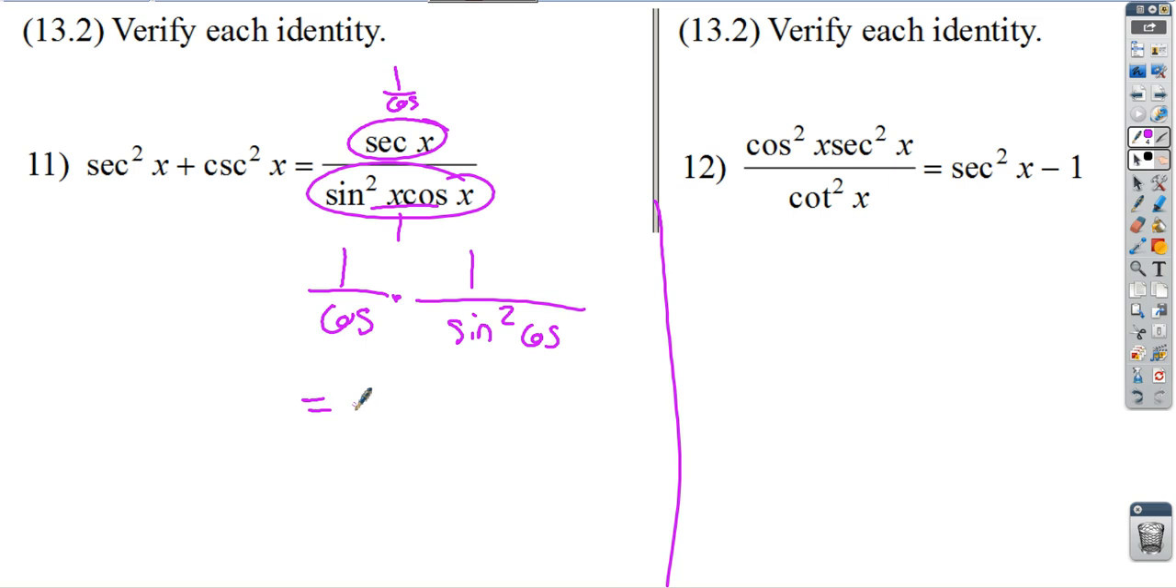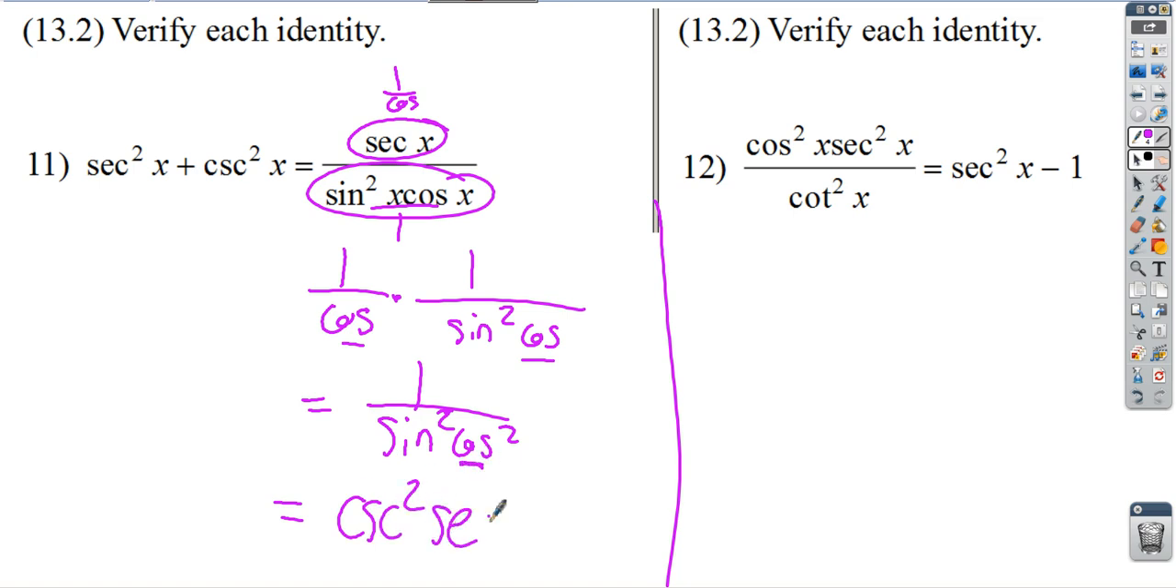And what is this going to become? Cosine times cosine, that would be 1 over sine squared cosine squared. Okay, and then we can change that. 1 over sine squared is cosec squared, and 1 over cos squared is sec squared. So this thing is equivalent. And we somehow have to make that equal to these things being added together. And it's not necessarily obvious how to do that. So when in doubt, change everything into sines and cosines. We kind of already did that. That's not going to help.